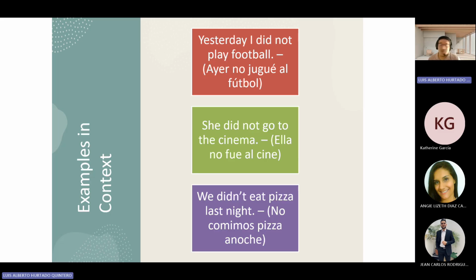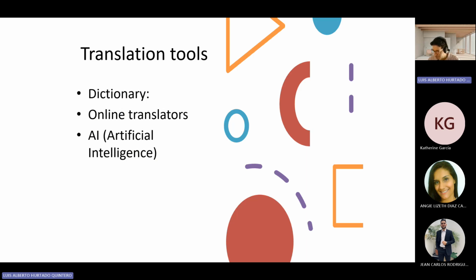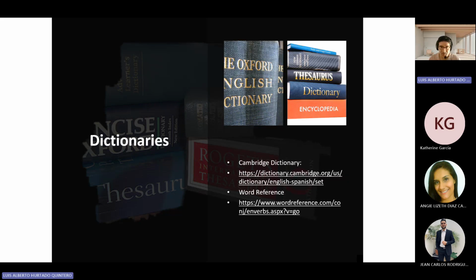Okay, for translation, you have to use some tools, which are the dictionary, online translators, and AI. In my personal opinion, the dictionary is the most valuable tool when you are translating some text or word, because you have to use the context, and a word can have several meanings, and you have to do it correctly if you are translating any word. Okay, now let's see some examples. Dictionaries.